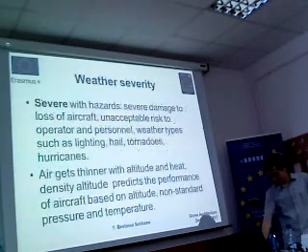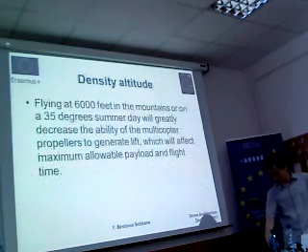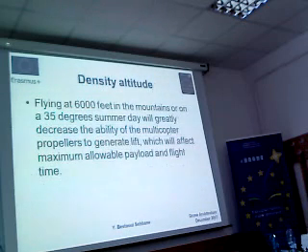So we have to take care about the density altitude. For example, flying at 6,000 feet in the mountains or on a 35 degree summer day will greatly decrease the ability of the multi-copter propellers to generate lift, which will affect maximum allowable payload and flight time.